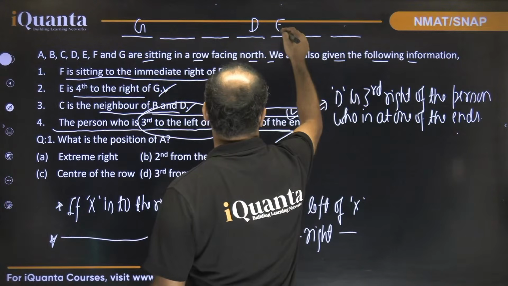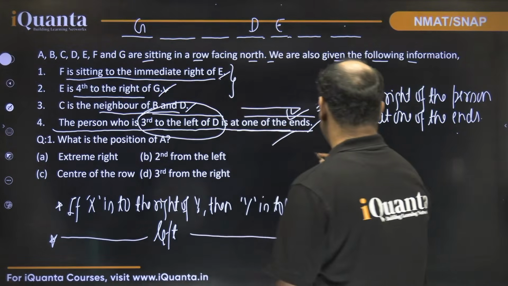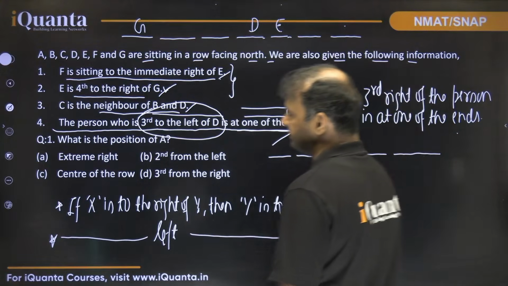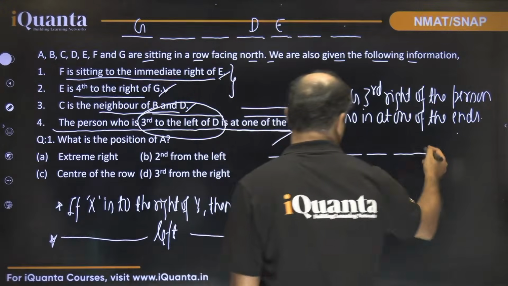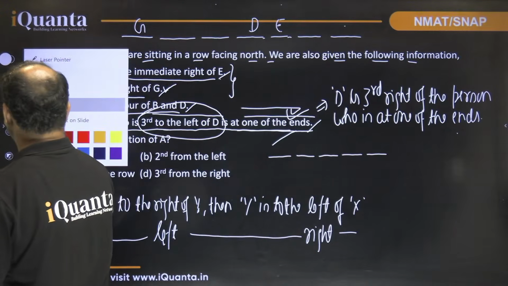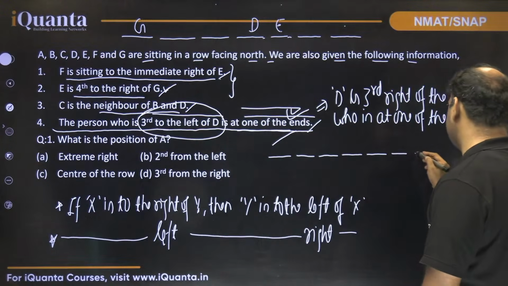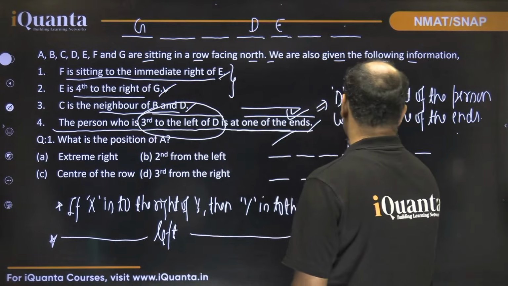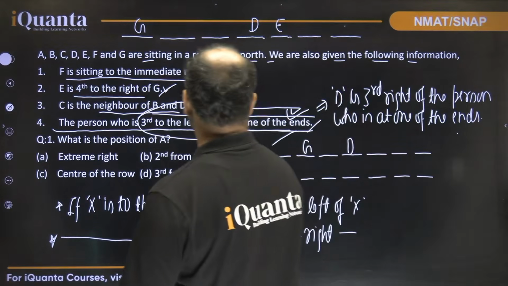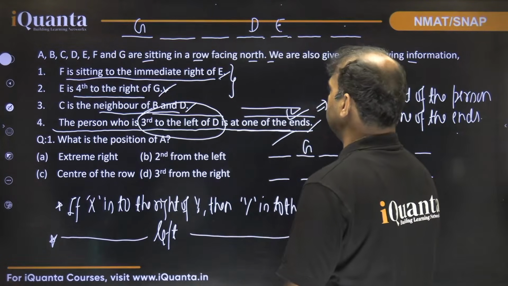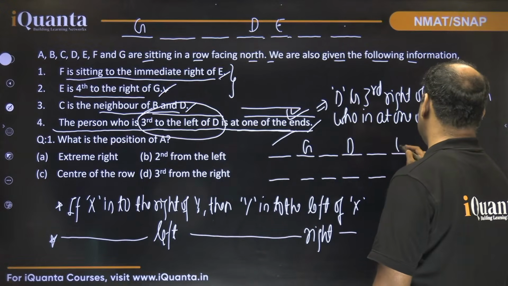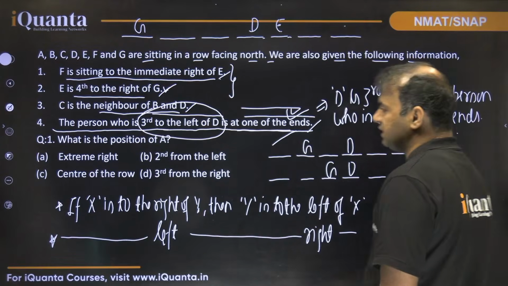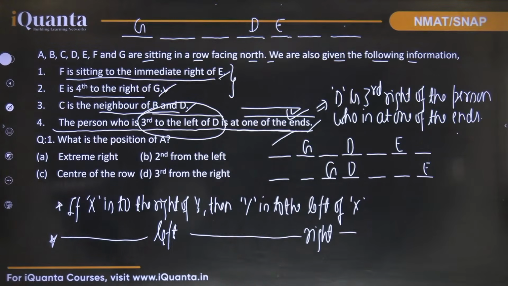Just a second. Let me draw this here. 1, 2, 3, 4, 5, 6, 7. Alright, we have 7 people. D is here. And if G is here, then fourth right will be what, guys? First, second, third, fourth, then this will be E. And one more case, if G is here, then 1, 2, 3, 4, right? So we have these 3 cases so far. I'm sure you can see that.